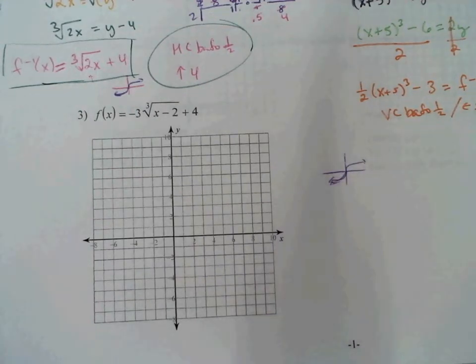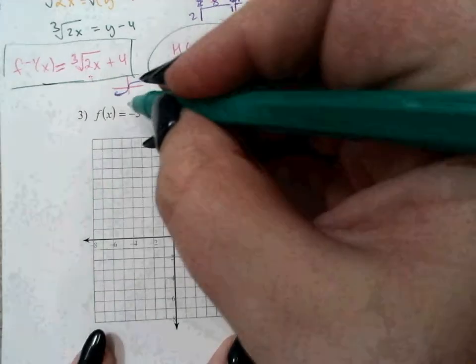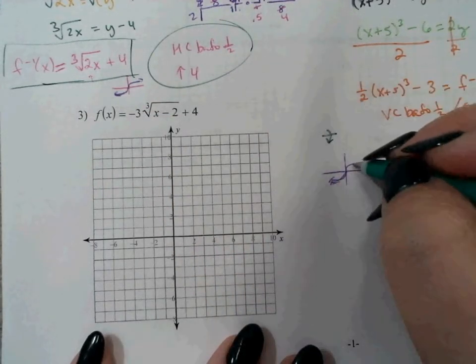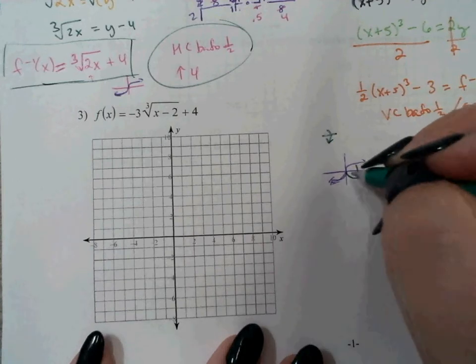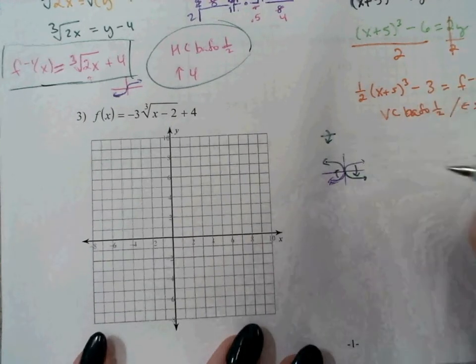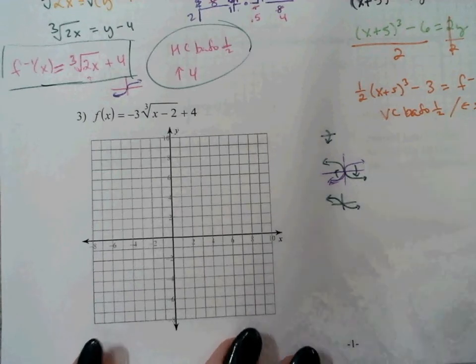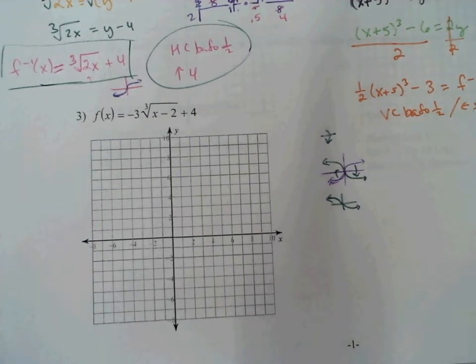A cube root normally looks like this. But when you have a reflection over the x on the outside, this will go down here, and this will go up here. So in fact, we're going to be dealing with a cube root that looks like this, okay? So keeping that in mind, that's how I'm going to draw my pattern.